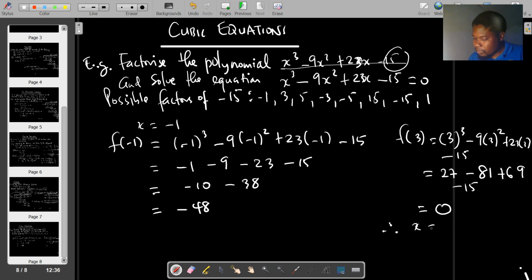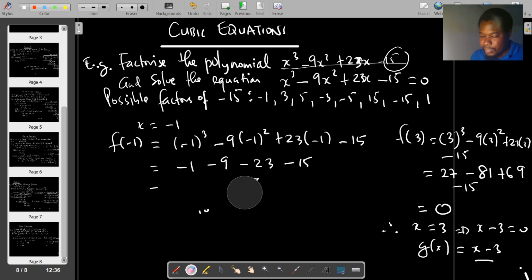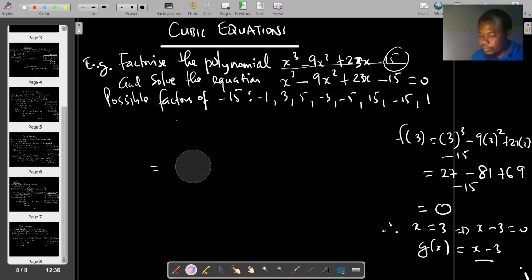Therefore, x is equal to 3. This gives us x minus 3 equals 0. Therefore, the factor is g of x equals x minus 3. This one will work. Okay, so now from there, to find the rest of the factors, remember, to factorize this completely, we have to do what? We have to do long division. Okay, we found one factor, we're remaining with how many? This is x to the power 3, so we're remaining with 2 factors. Okay, so let's do long division.